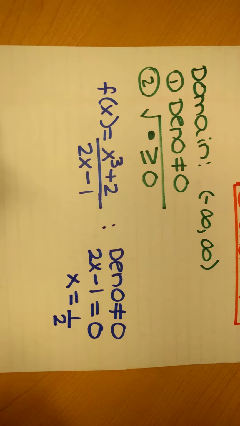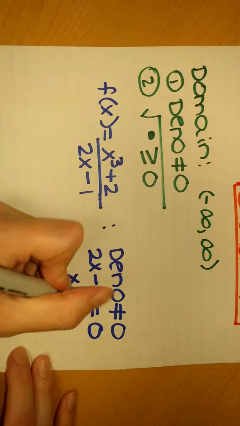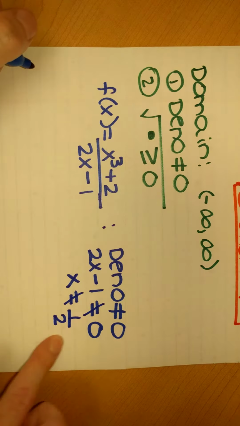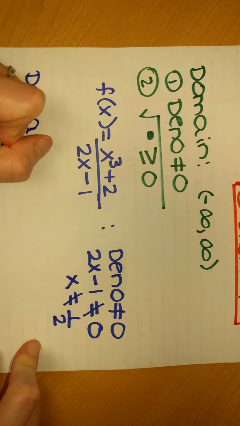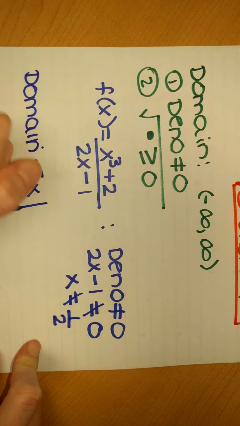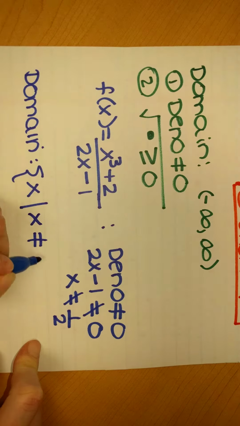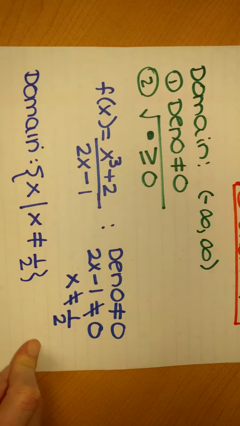Now, we want to ensure that that number does not happen, because if that number happens, then we have a 0 in the denominator. So we would say that x is not equal to 1/2, and that our domain is going to be all x's such that x is not equal to 1/2.